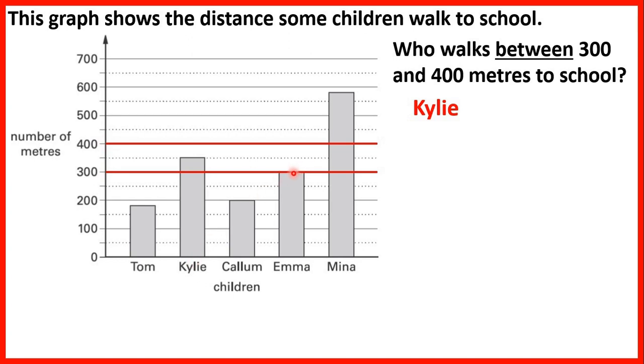Now the answer isn't Emma, because although Emma walks 300, we want to know who walks between 300 and 400. So we can't write Emma as our answer because she walks 300, and it has to be, if it's between, more than 300 but less than 400.